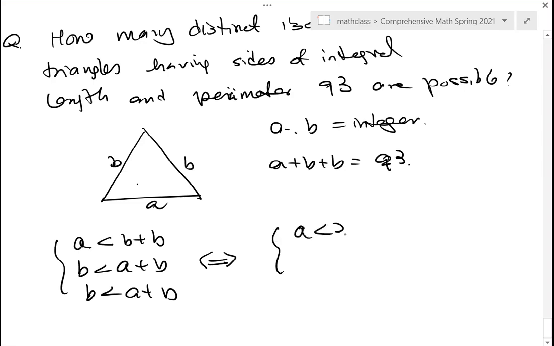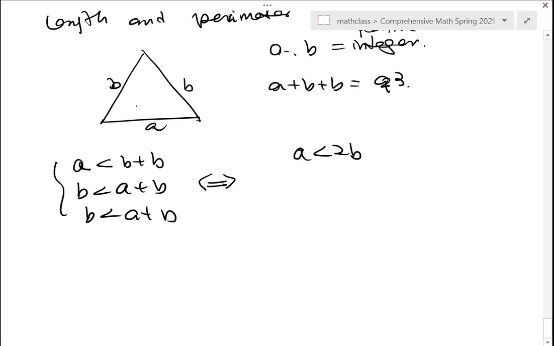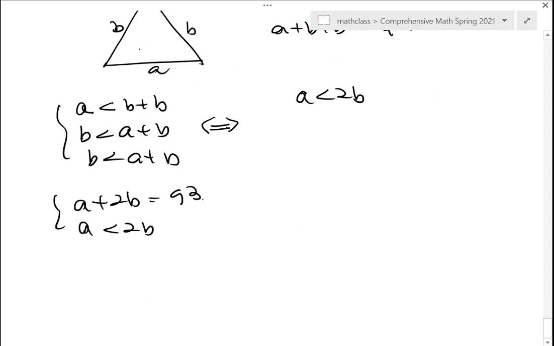A is less than 2B. Not only one equation you need, okay? Because the other 2 inequalities are satisfied automatically as long as they're positive integers. B is always less than A plus B. All right, so this is an inequality, and I know that A plus 2B equals 93. A is less than 2B, right? And I'm trying to find those integers.